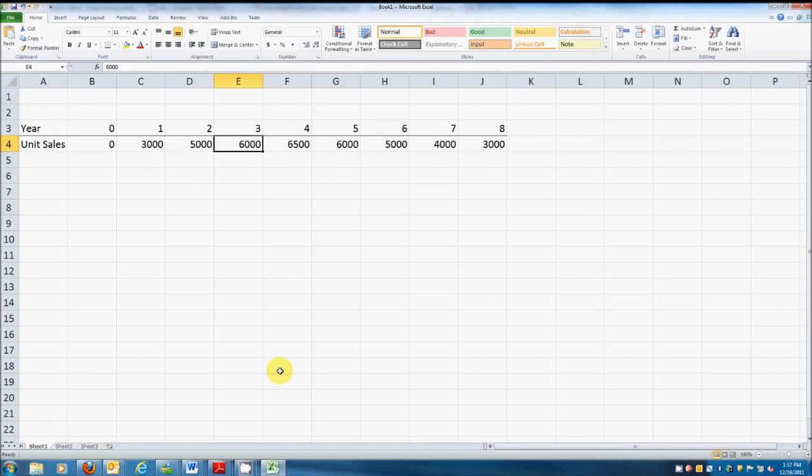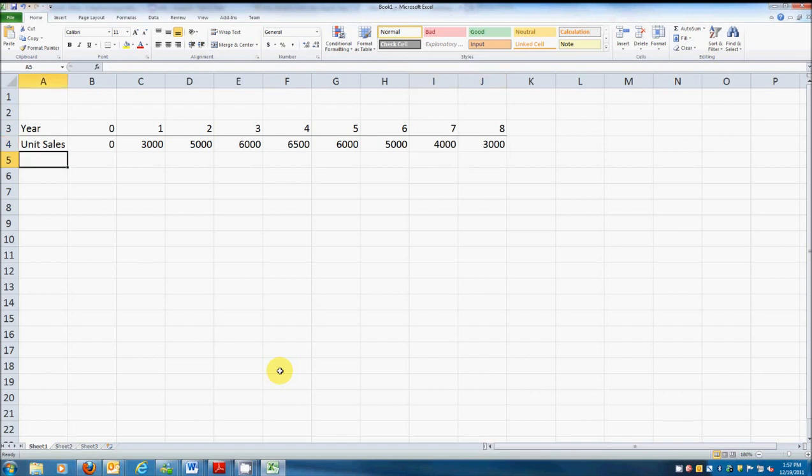So let's go back and check our numbers. This is important because if we get this wrong, the rest of it will be wrong too. So year 1 is 3,000, year 2 is 5,000, year 3 is 6,000, year 4 is 6,500, year 5 is 6,000, year 6 is 5,000, year 7 is 4,000, and year 8 is 3,000.